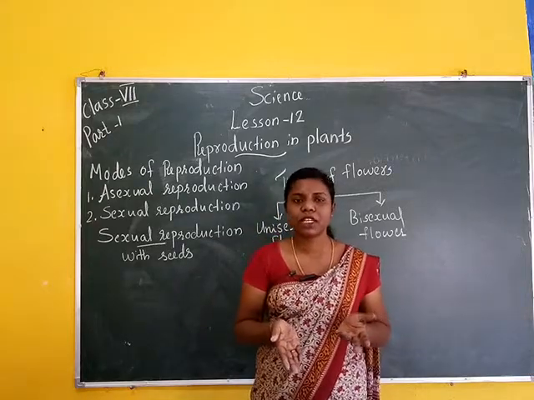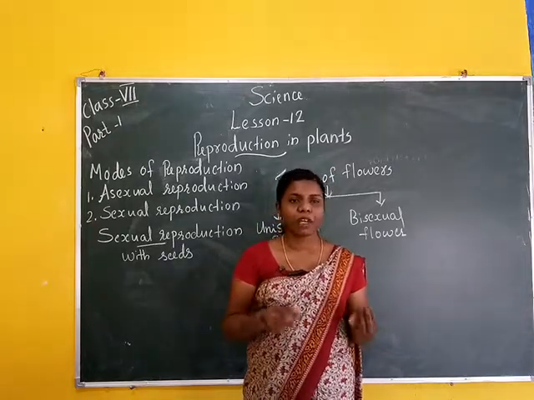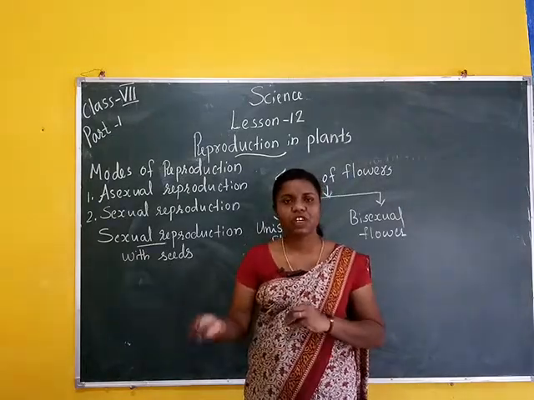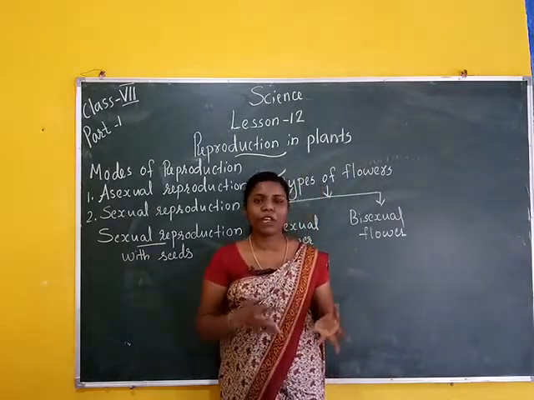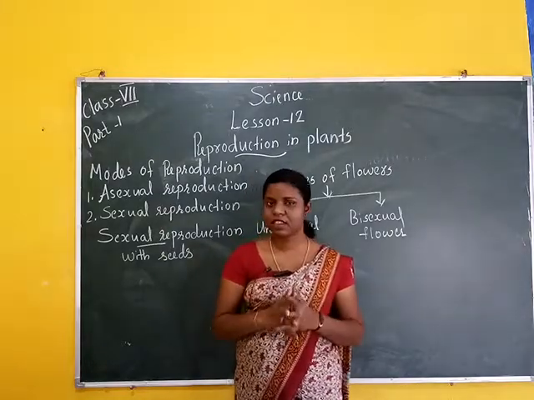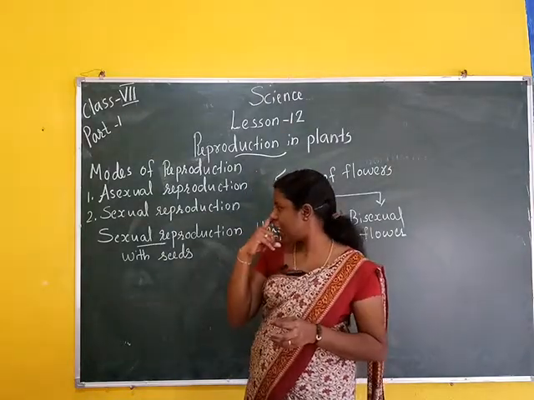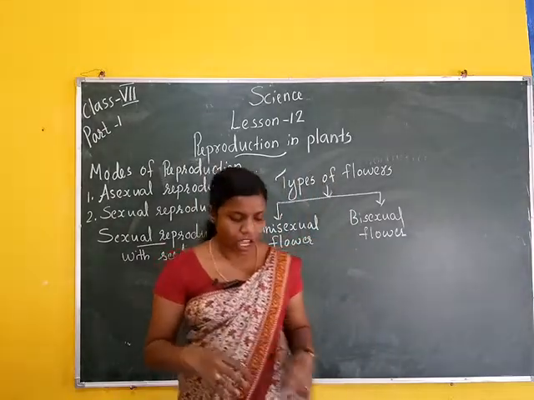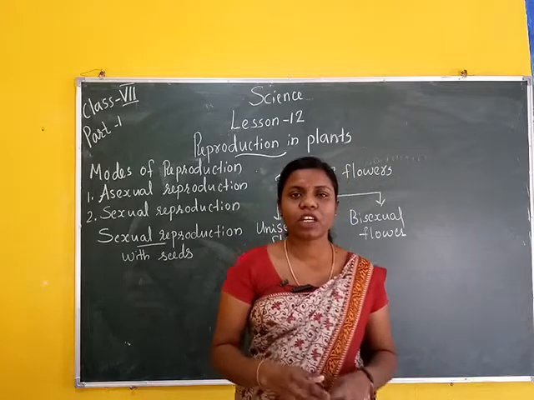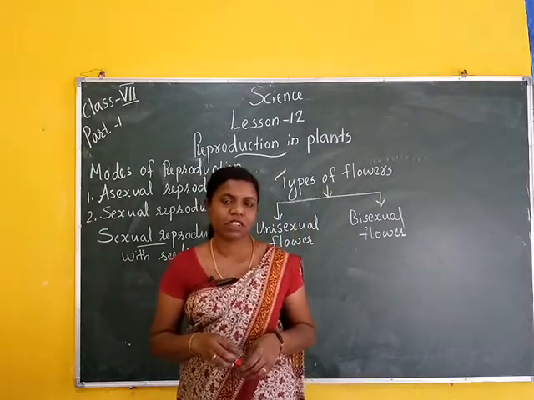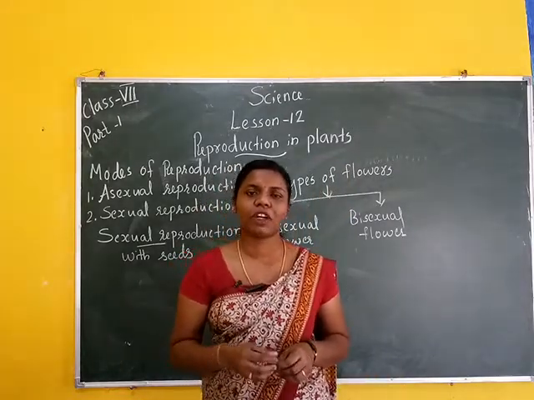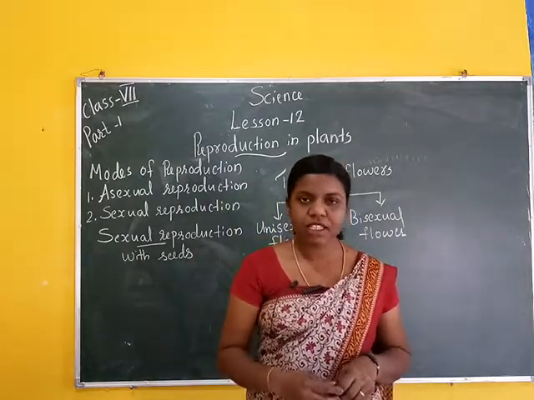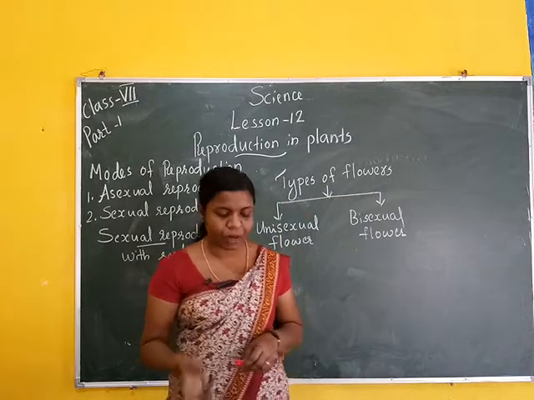Asexual reproduction means the plants are obtained without seeds. Sexual reproduction means the plants are obtained with seeds. Then sexual reproduction: which is the reproductive part of the plant? Flower is the reproductive part of the plant.